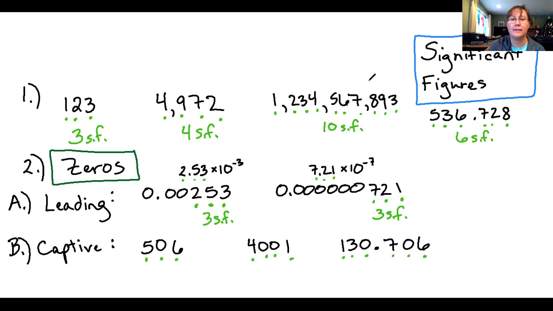4, 5, 6. Okay. So we have 3 significant figures here, and 4 significant figures here, and 6 significant figures here. I've run out of room. I'm going to put C on the next page, so to speak. Okay. So C, the C case, are what we call trailing zeros. And trailing zeros happen at the end. So now you have 3 different cases for trailing zeros.